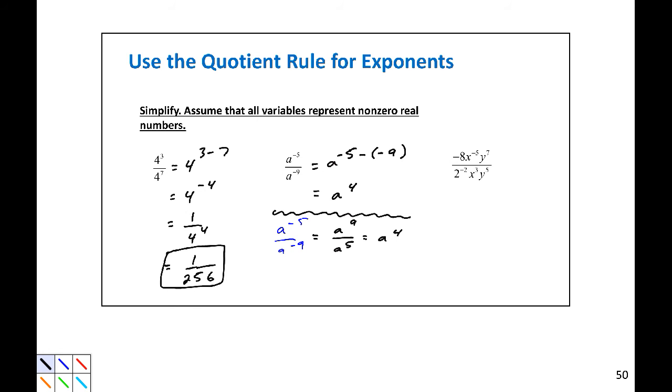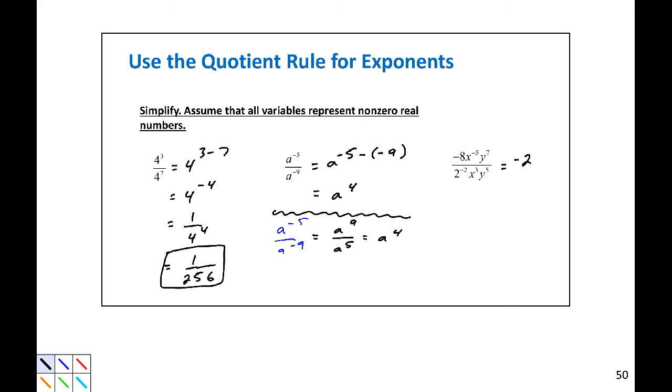Our next example is, and here's our numerator, negative 8 x to the negative 5 y to the 7th. And our denominator is 2 to the negative 2 x cubed y to the 5th. Now notice that our 2 has an exponent, 2 to the negative 2. So we want to be very cautious about that. All right, now when it comes to the constants there, let's see what we can do. I'm going to rewrite this actually as negative 8. Actually, let's write that as a power of 2.